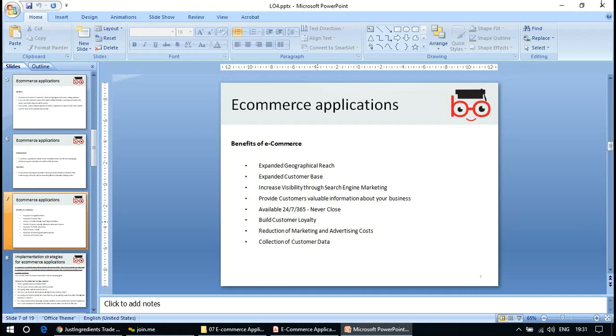Build customer loyalty. So you can give loyalty rewards to customers, and the returning customers would be a kind of customer base, isn't it? A reduction of marketing and advertisement cost.